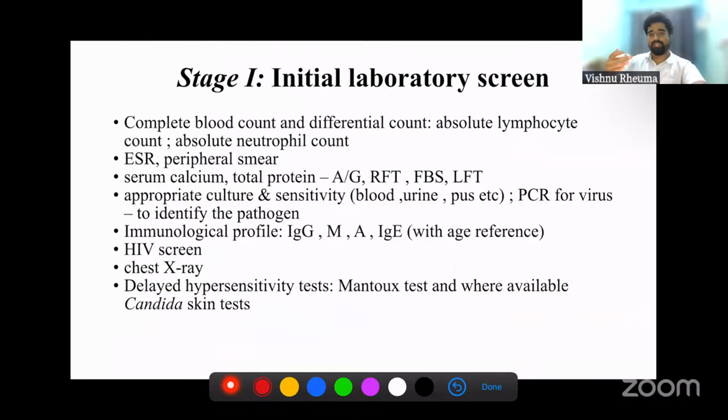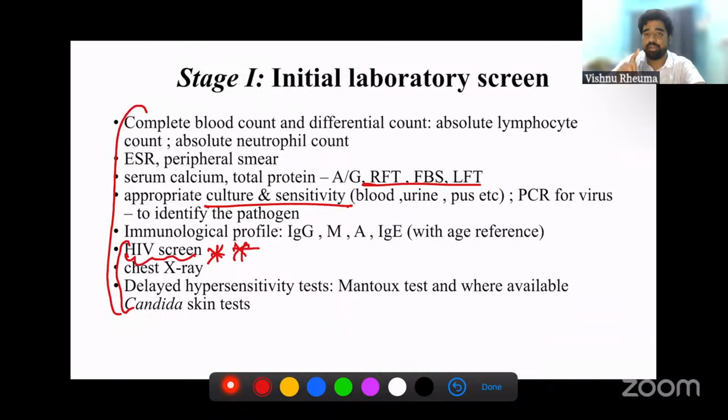So how do you test in stages? Firstly, you will do your basic tests that you can do in a normal biochemical or hematological laboratory: CBC, ESR, basic lab tests to look for hypocalcemia, any abnormal changes in LFT, RFT, any hepatitis, etc. You will do culture sensitivity, and also screen for common infections and secondary immunodeficiency. Very, very important: never forget HIV when you're testing for a PID. And the immunological profile also, basic tests only: IgG, A, M, and E.